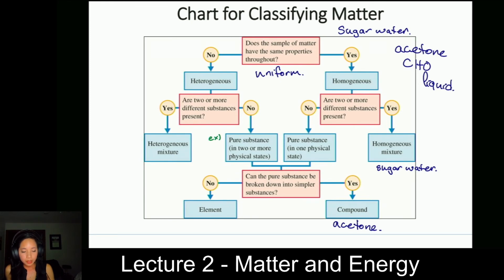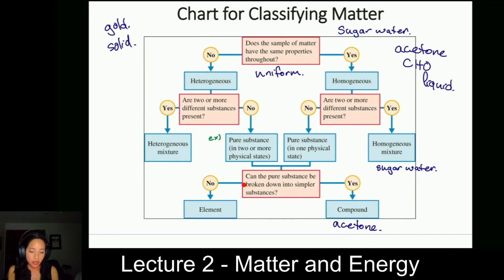All right. So if we go back one step, let's say you have a pure substance that can't be broken down into simpler substances. Let's say I had pure gold, right? If I had a chunk of 24 karat gold, it's uniform throughout, so gold would be homogeneous. Are there two or more different substances present? No, it's just gold. It's pure gold. So no, gold is a pure substance in one physical state. In this state, it's the solid state, right?